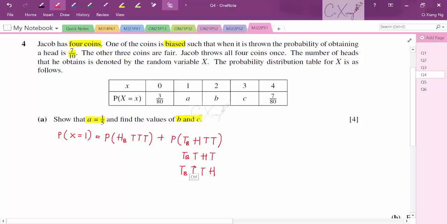So you can see that for all this, all the heads appear in the fair coins. All the buyer's coin get the tail. Therefore, when you want to calculate this particular probability for all the three cases, they should be the same. Therefore, to save time, we should just straight away multiply by 3, because we're having three possible cases.